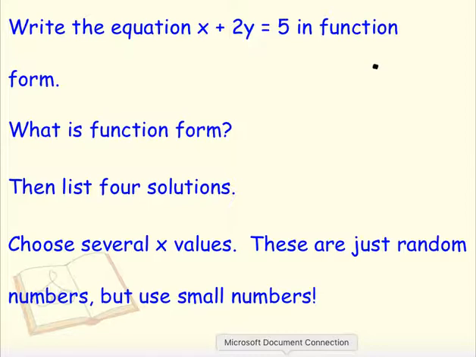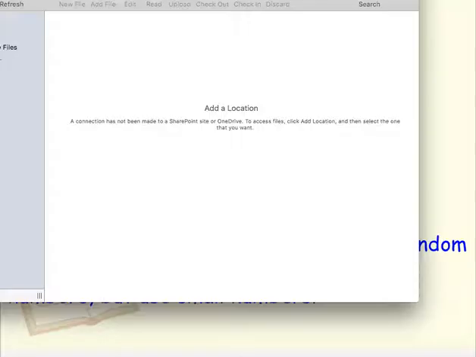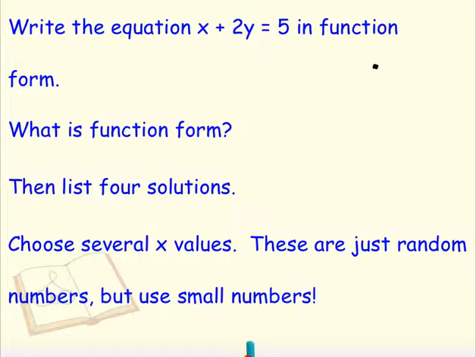If we start off with this equation, x plus 2y equals 5, to get y alone, we subtract x so that we can get y by itself.